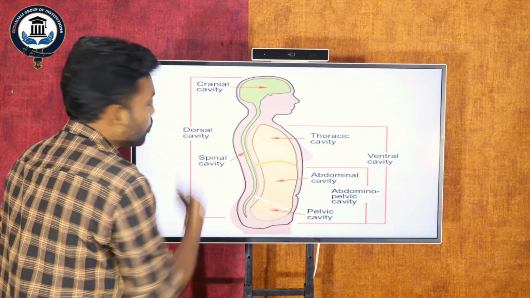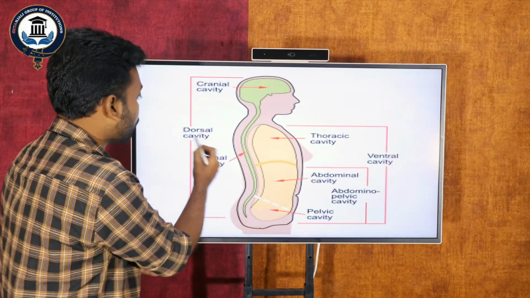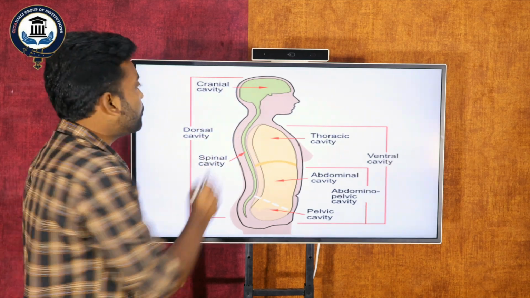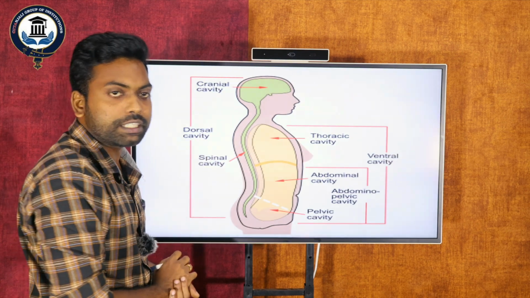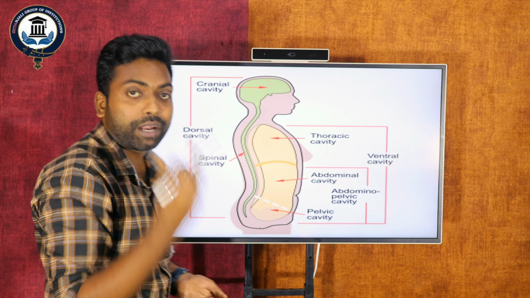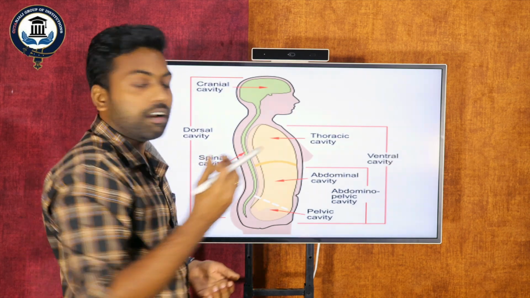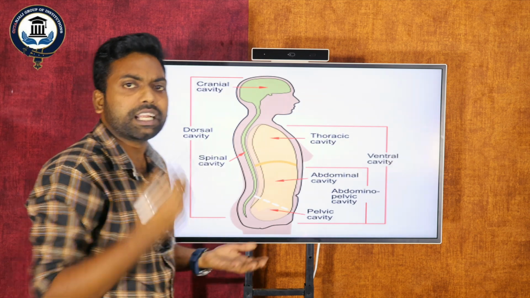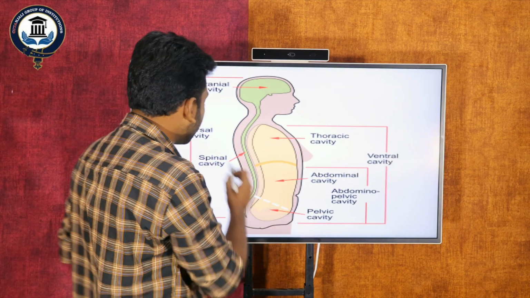And next we can see the dorsal side. The back of the human body is called the dorsal side. There are two cavities. The first one is the cranial cavity. Cranium is, in terminology, the head. In the cranial cavity there is the brain, a very sensitive organ. And next one is the spinal cavity, where the spinal cord is there, which is why it is called the spinal cavity.